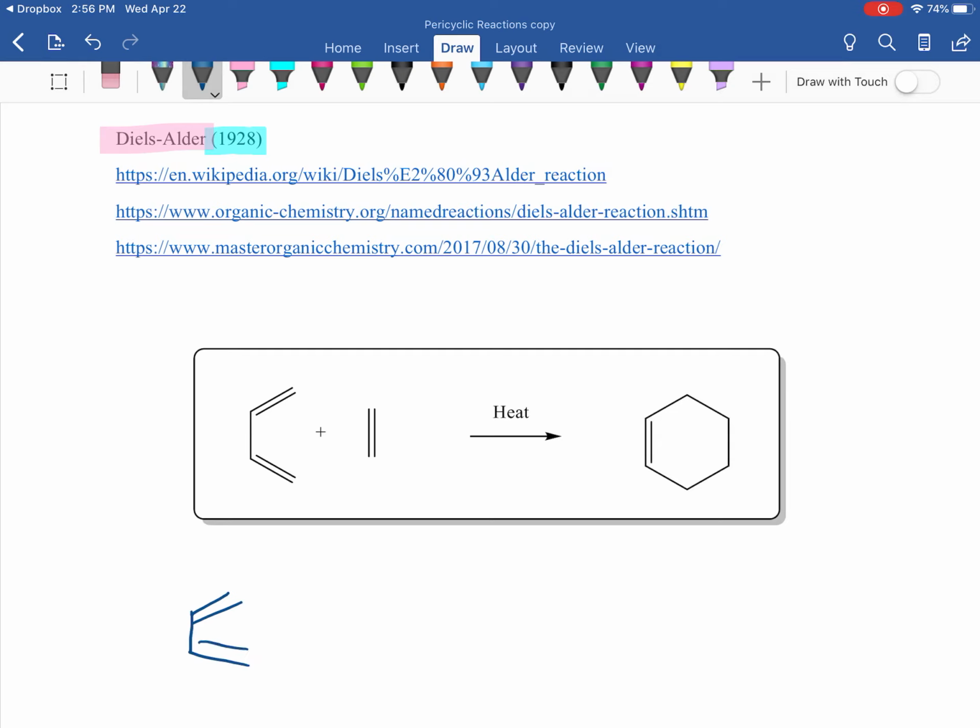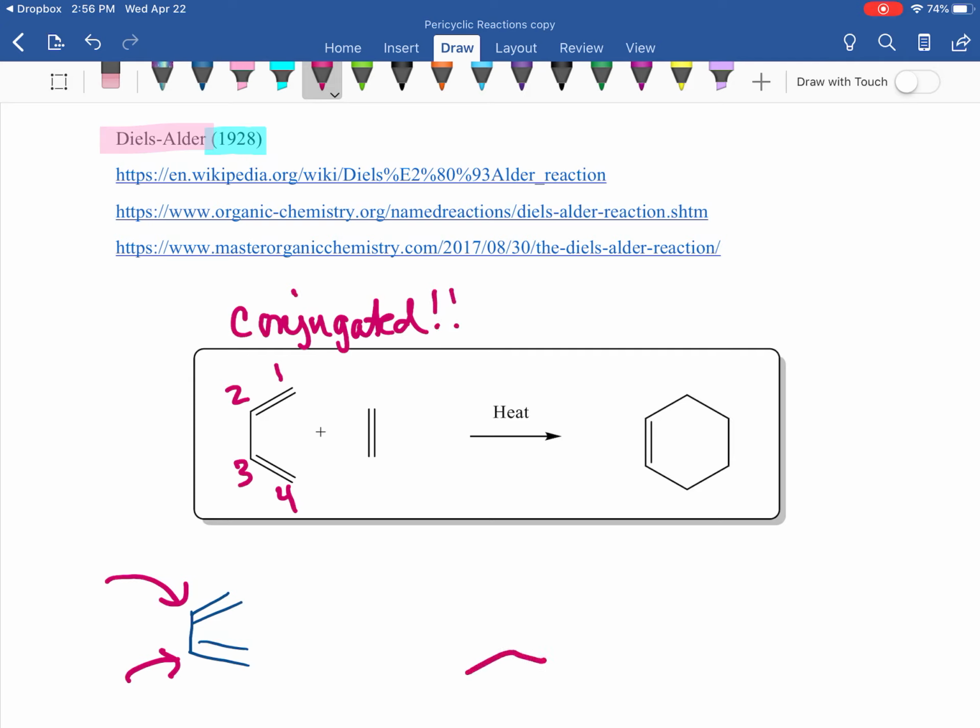Okay, so let's try it. Let's see if we can't make a cyclohexene. And let's look at our two partners. So let's do some defining. You'll notice on this side, we've got 2 alkenes. And they are actually in a very specific arrangement. If you were to look at them, it's like they're alternating. This arrangement is conjugated. That is a must. What conjugated means is you have alternating double bonds.